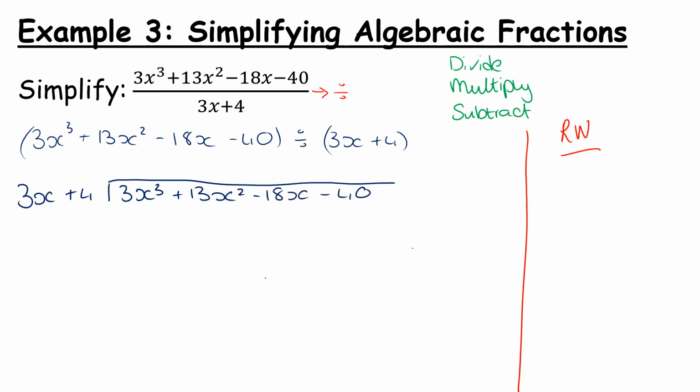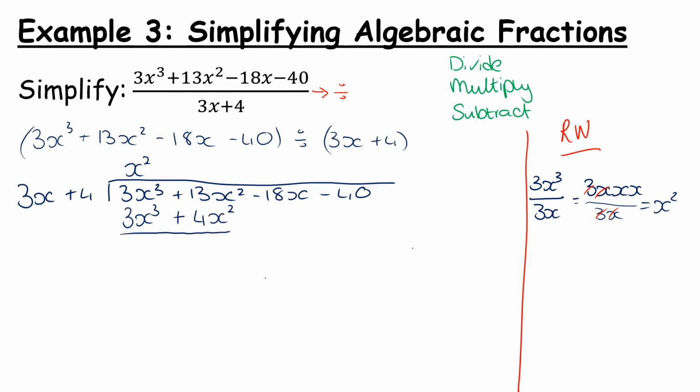So let's do our divide. So we have 3x cubed divided by 3x. So we have 3x times x times x divided by 3x. So the 3's cancel and an x also cancels. That gives me x squared. So there's my division done. So let's move on to our multiply. So x squared by 3x is 3x cubed. x squared by plus 4 is plus 4x squared.